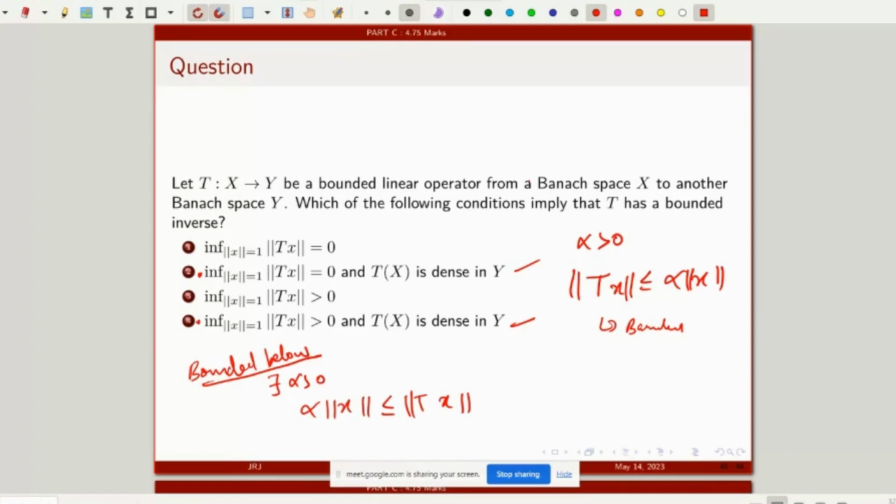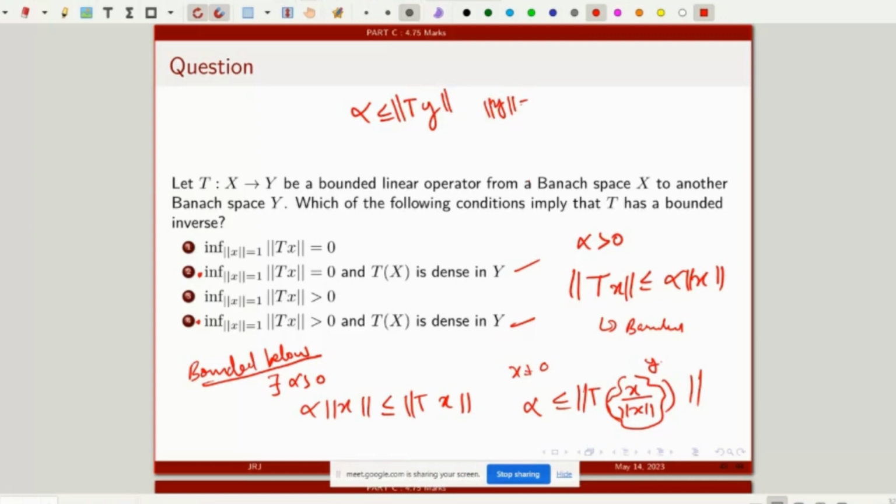Now, what can we say? If x is not equal to 0, we can say that alpha is less than or equal to norm Tx by norm x, right? Because T is a linear operator. So if you take it as y, what will you get? Alpha is less than or equal to norm Ty whenever norm y equals 1. And alpha is strictly positive.